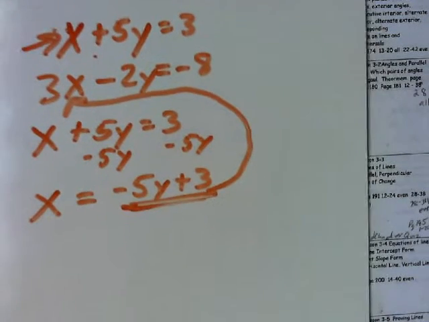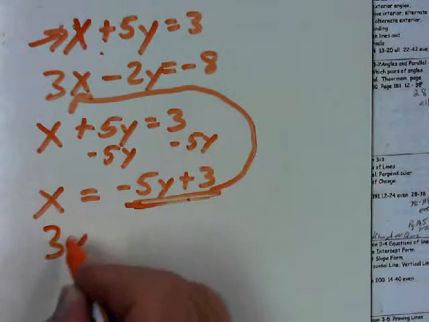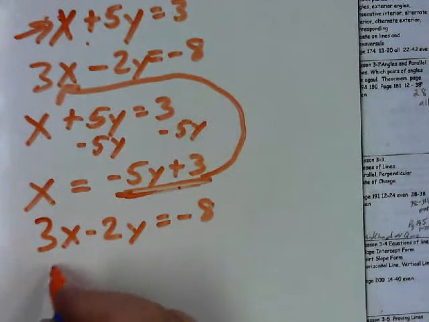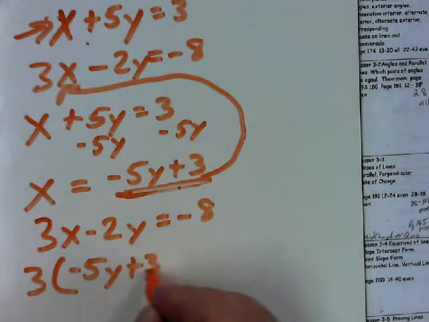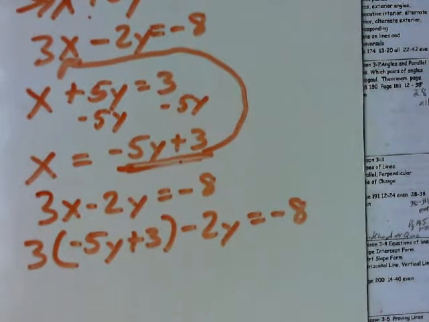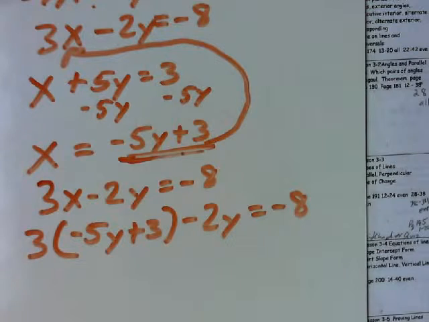So that means if I replace this back into this equation, I would have 3 parentheses, a negative 5y plus 3, minus 2y equals negative 8. Any problem with that substitution? I replaced just the x with an equivalent value, didn't I?